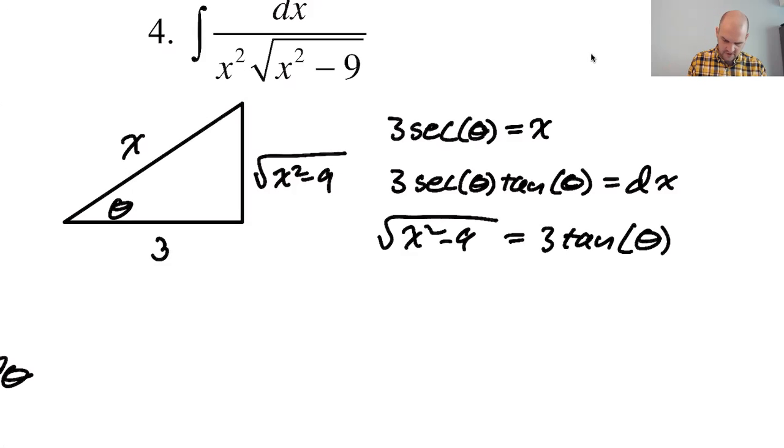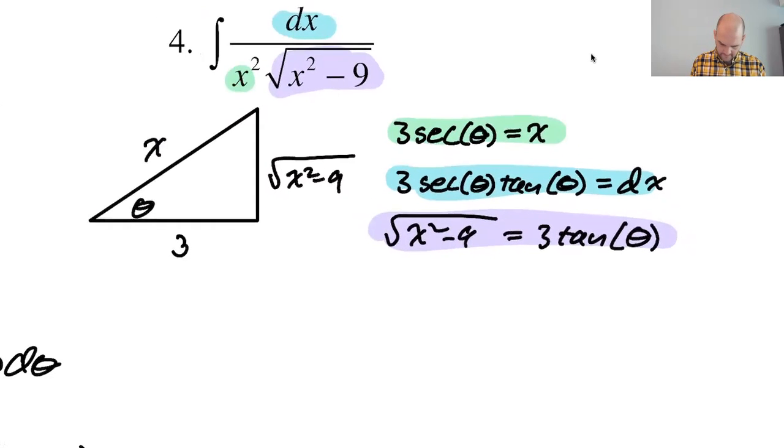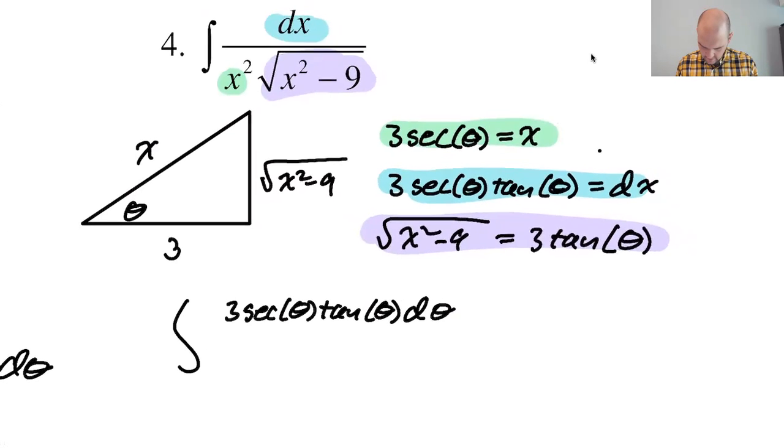All right, substitutions. We got 3 things. We got a radical, going to be that. We got a dx, which is going to be that. And we have an x, which is going to be that. Here we go. Integral dx is 3 secant tan d theta. Oh, I forgot d theta. D theta. Perfect.